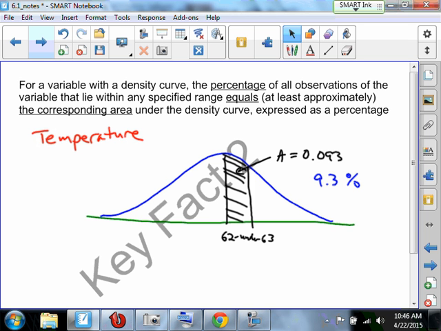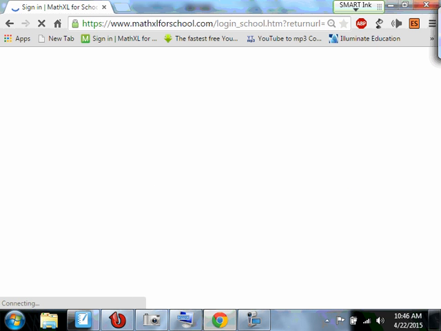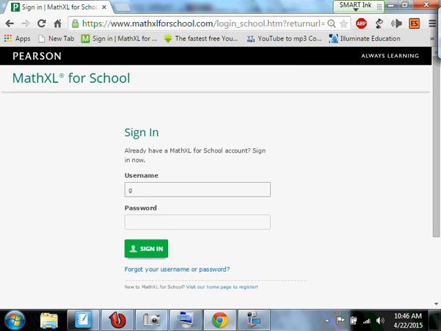So I think at this point it would be prudent to go online to MathXL. I'm going to go ahead and sign into MathXL, and we'll take a look and see how difficult some of these might be.